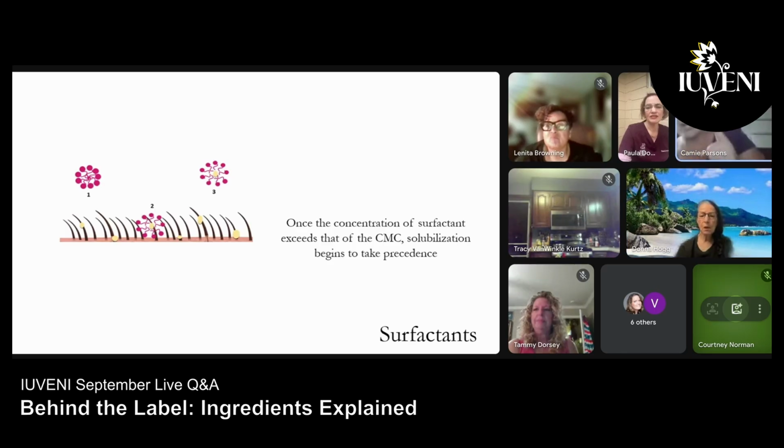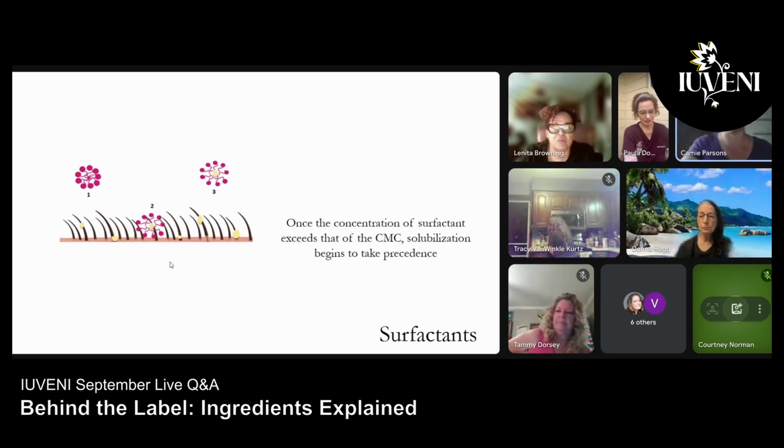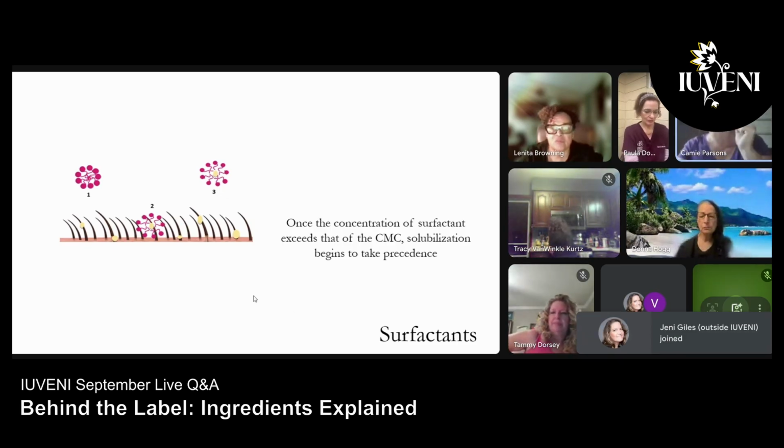I did not talk about the CMC. This is in the paper. I'm like, why are we not talking about it as stylists? Yes, we should be talking about it as stylists, because the chemists who make this stuff up are using this as their equation: concentration of surfactant to the CMC.